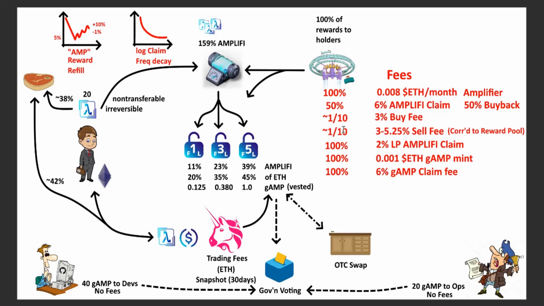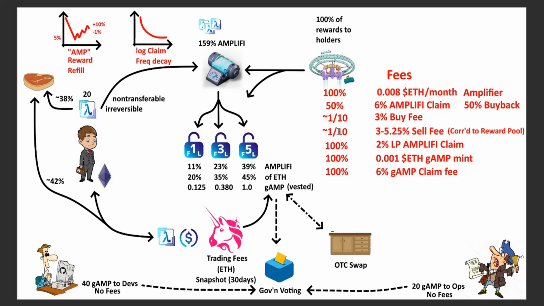So again, another 1/10 is taken every time someone sells. Now this is interesting, okay? Whenever someone sells, it starts at 3%, and it's a variable fee that goes up to 5.25%. The variability is based on this graph up here, the reward pool. As people claim, the rewards in that pool decrease, and the fee to sell increases. So it really de-incentivizes selling, because when you claim, you reduce the rewards. Just claiming increases your sell fee, and then if you sell, you pay that sell fee.